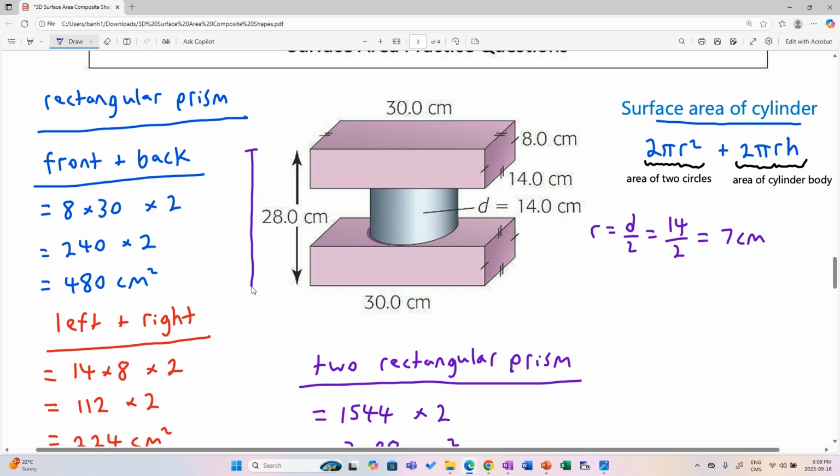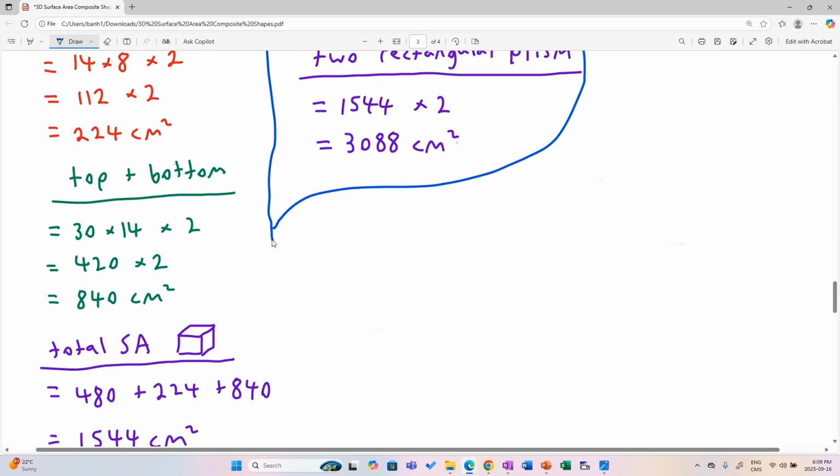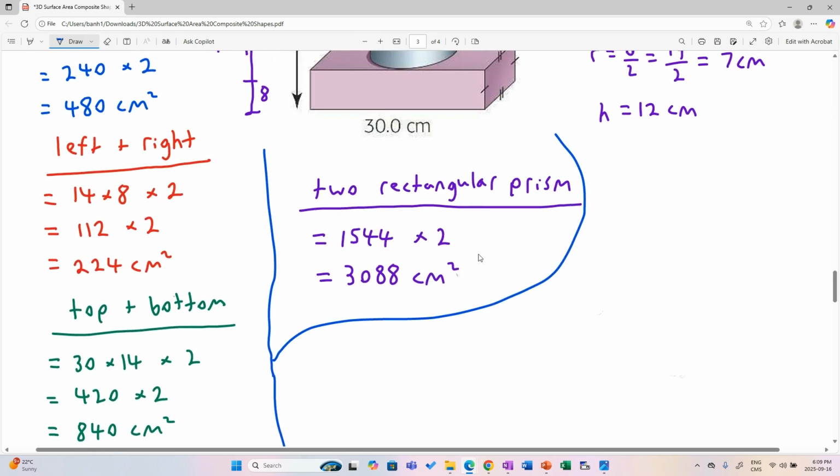So if this is 8 and this is 8, and the whole thing's 28, what's 28 minus 8 minus 8? I should be getting 12, correct? So my height of the cylinder should be 12 centimeters. Okay, now that that's defined, let me simply put some lines around these so I'm more organized. Now we can solve for it.